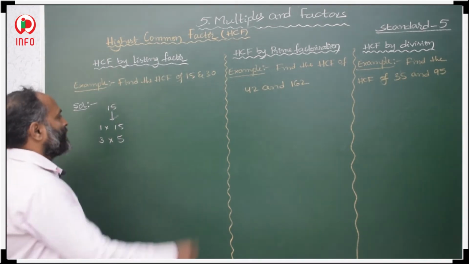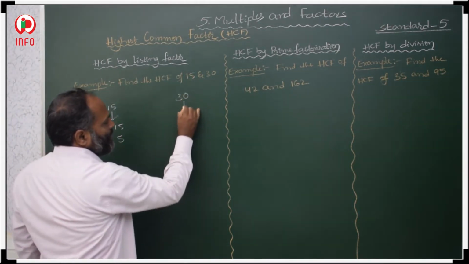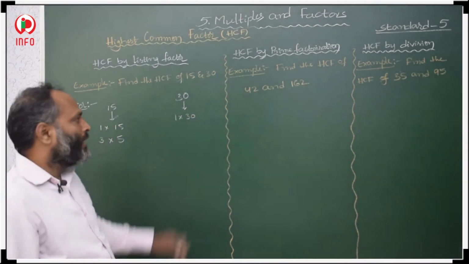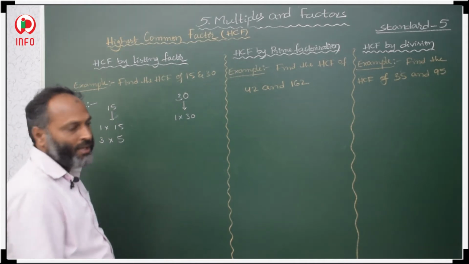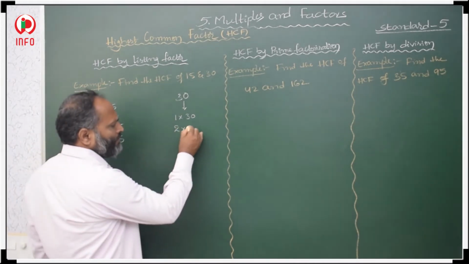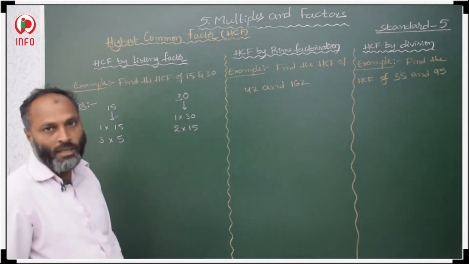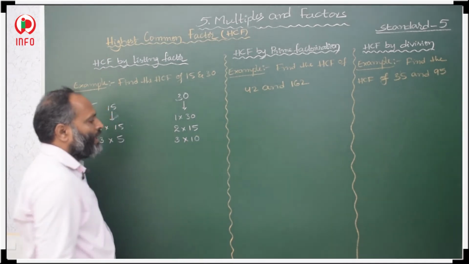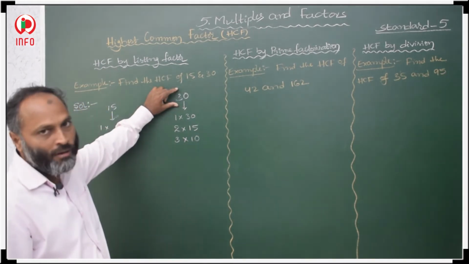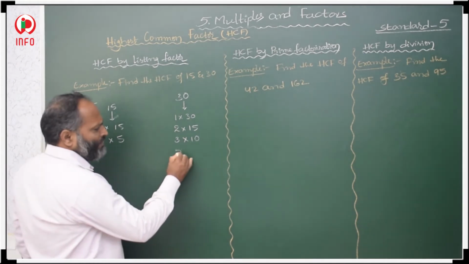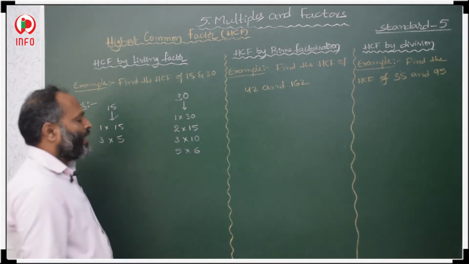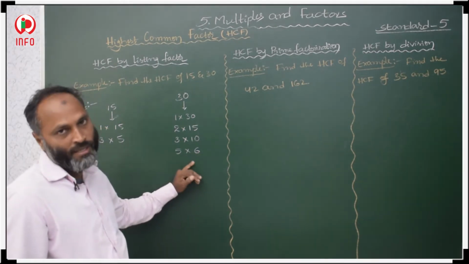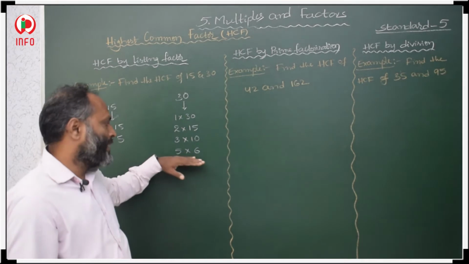Okay. Next, 30 factors. First you have to write 1 times 30 is 30. Then after that, 30 is an even number, it is divisible by 2. 2 fifteens are 30. Next in the 3 table, 3 tens are 30. In the 4 table we won't get 30. In the 5 table, 5 sixes are 30. And after that in the 6 table, 6 fives are 30, but 5 sixes is already there, so it repeats. Don't take that one, stop till here only.